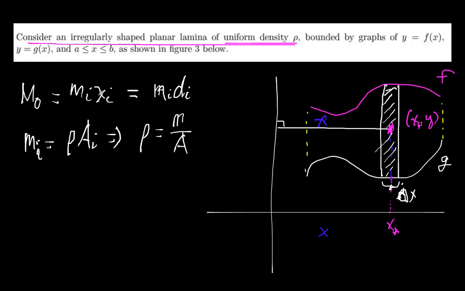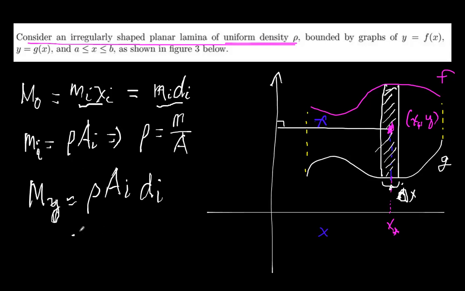Okay, so we can substitute this here. So m sub O, or we can say m sub y, sorry for that. M sub y, since it is in reference to the y-axis. So we have rho times the area times the distance. All right, so we just use this or this. So we substituted the value of m, this one. So let's find the values or the representation of the area and the distance.